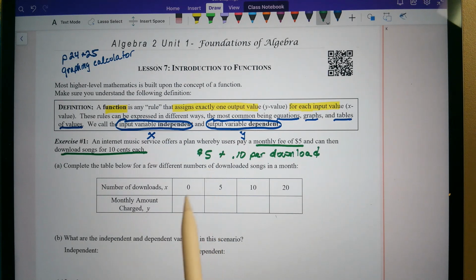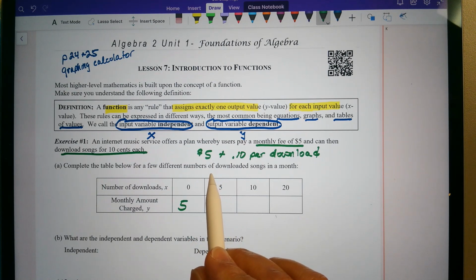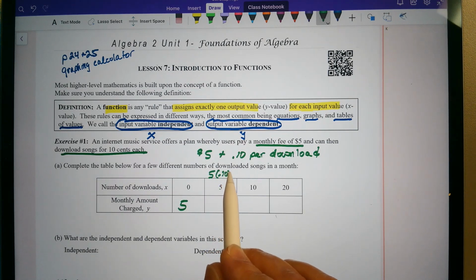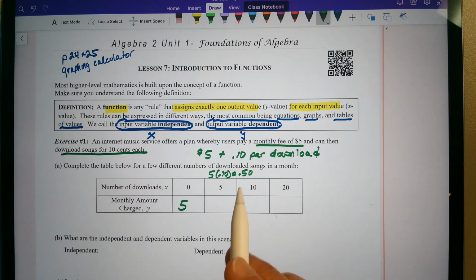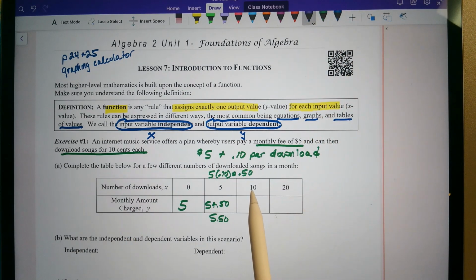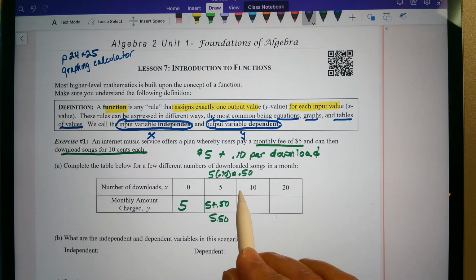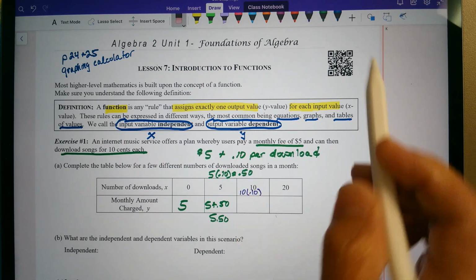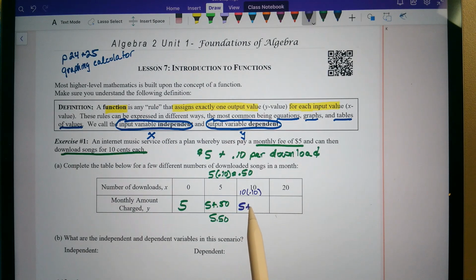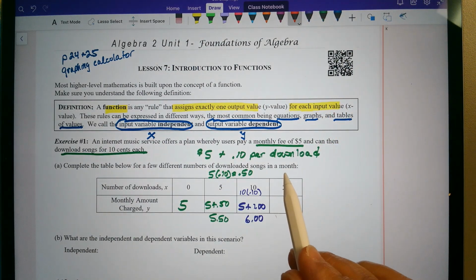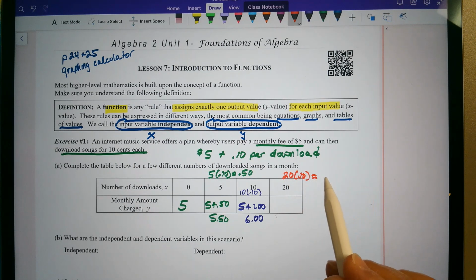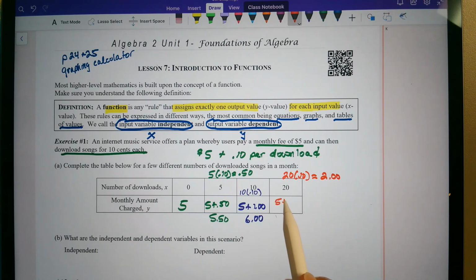So 0 songs downloaded, we just have the $5 monthly charge. 5 songs downloaded at 10 cents each song, so 5 times 0.10 is going to give us 50 cents. So 5 plus 50 cents, or $5.50, would be the monthly charge. 10 songs downloaded at 10 cents each would be $1. So that would be 5 plus $1 is $6. 20 songs downloaded, 10 cents each, $2. So 5 plus 2, 7.